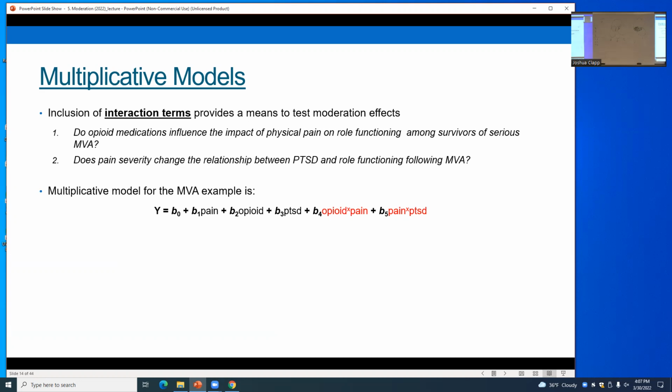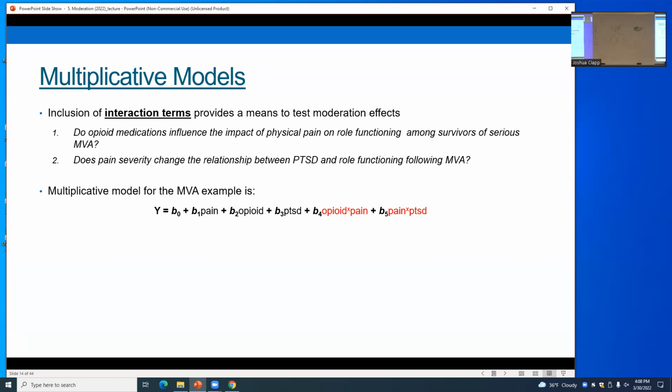So here I've got my intercept, my effective pain, my effective opiate use, my effective PTSD, but now I've got an interaction term that's the interaction of opiate use and pain, right? That's getting at my first hypothesis here. And then I've modeled something to test my second question, pain and PTSD. This is getting at my second question here. What I'm doing is I've built into this model specific terms that are going to test these hypotheses or these questions that I have.